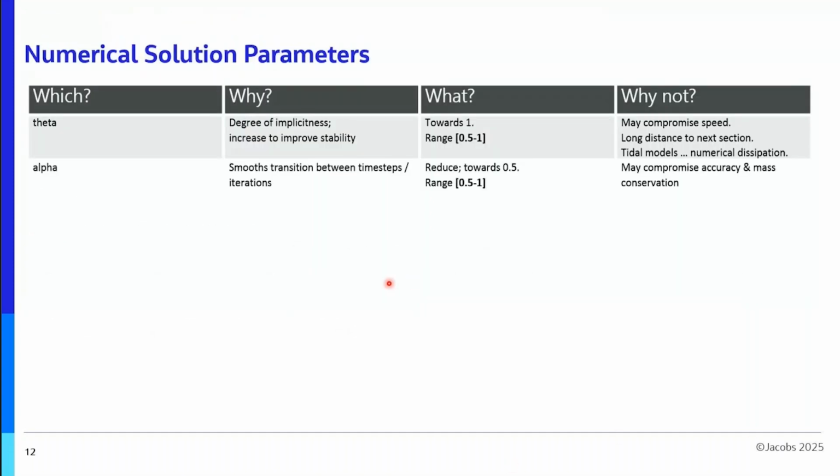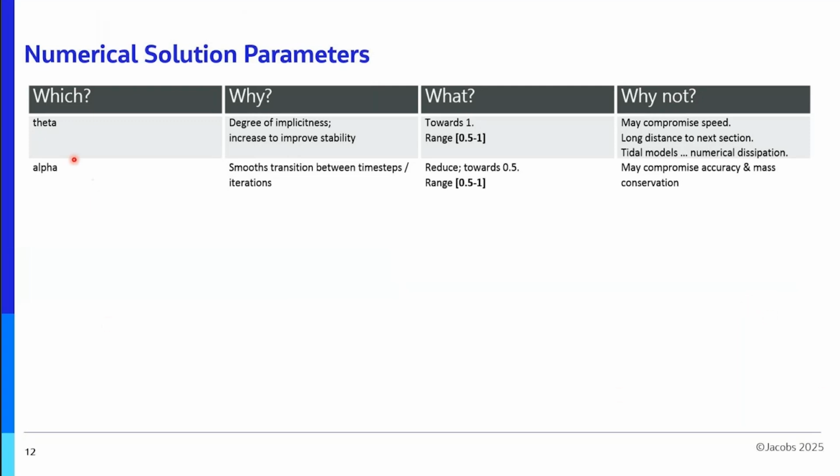So again, why would we change theta? I mentioned before, we change theta by increasing it towards 1 to have something a bit more implicit, which is allegedly known to be a bit more stable. Consider that increasing it improves stability, but it will be at the expense of solving speed. So most of the time, it needs to be a compromise between what you want to achieve and the time it takes for the model to run.